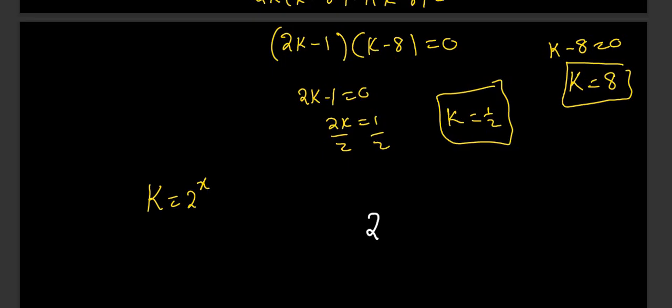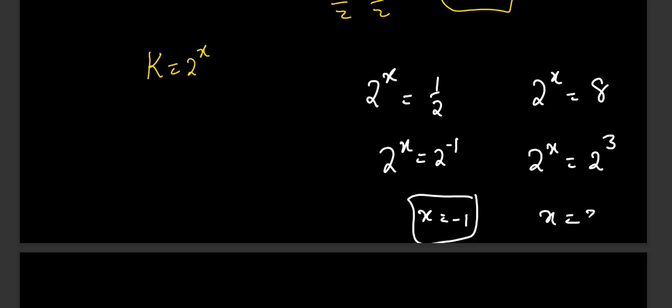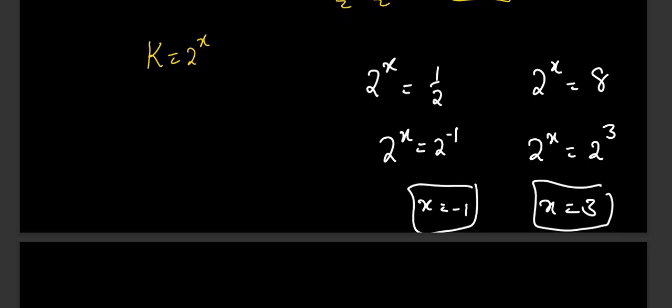So we're going to have 2 to the power x is equal to 1 over 2. And this side, we're having 2 to the power x is the same as 8. We try to see if we can change this to base 2. So this is the same as 2 to the power negative 1, and this is the same as 2 to the power 3, right? So meaning x is equal to negative 1 and x is equal to 3. So these are the two answers for the logarithmic equation that we have. So that answers part A of the question.